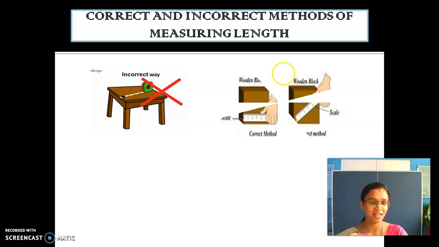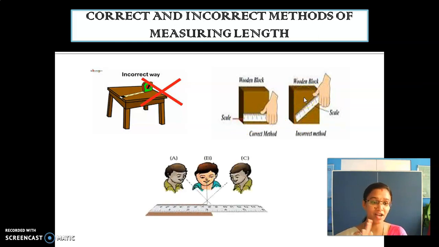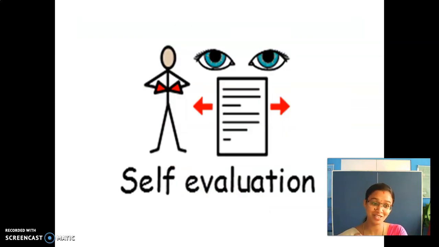And the second thing here, you have to keep the scale at the correct place where the block starts. This is the wrong method of measuring. And see here, we have to view that from the correct straight distance. We must not stand slanted. We must always view straight to the margin where we need to measure. I hope up to this you are clear.